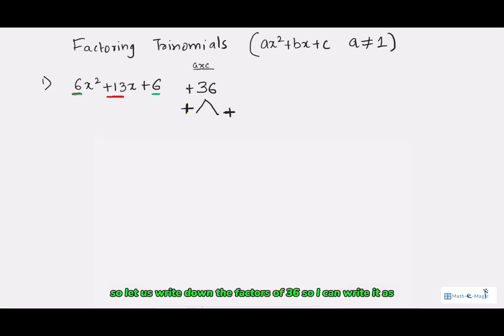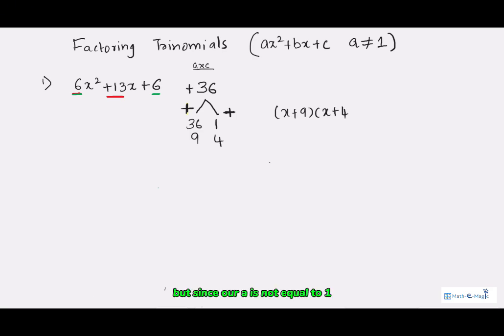So let us write down the factors of 36. 36 ones are 36. It's not going to give me positive 13 as the sum. Let us move to the next numbers. I can think of 9 fours are 36, and I see that 9 and 4 give me 13. So positive 9 and positive 4 will give me positive 13. Now if our a was equal to 1, we would directly write the answer as x plus 9 and x plus 4. But since our a is not equal to 1, there are a few more steps that we need to do, and we cannot write these factors directly like this because they won't be the factors.